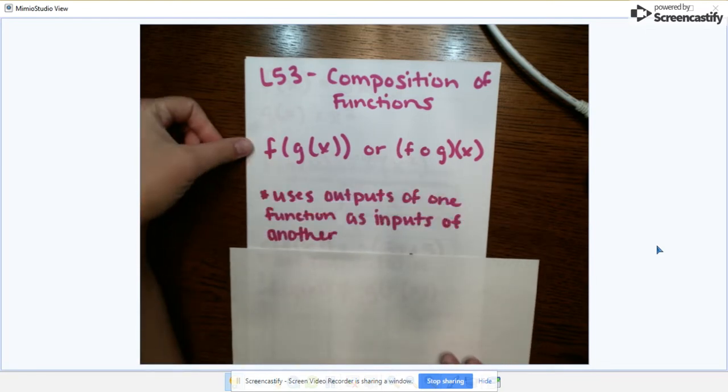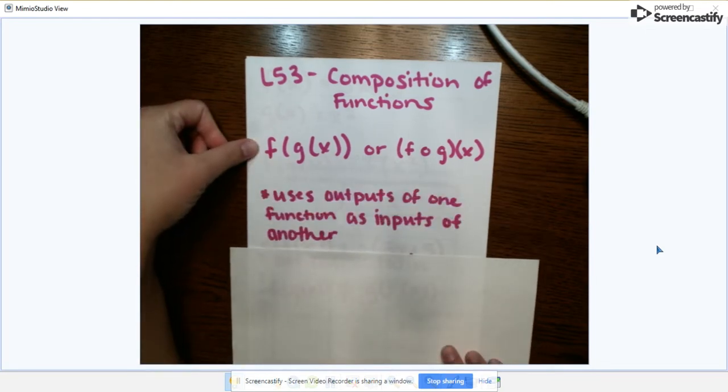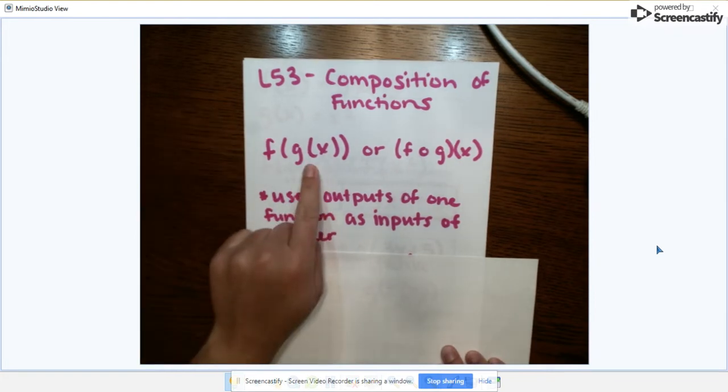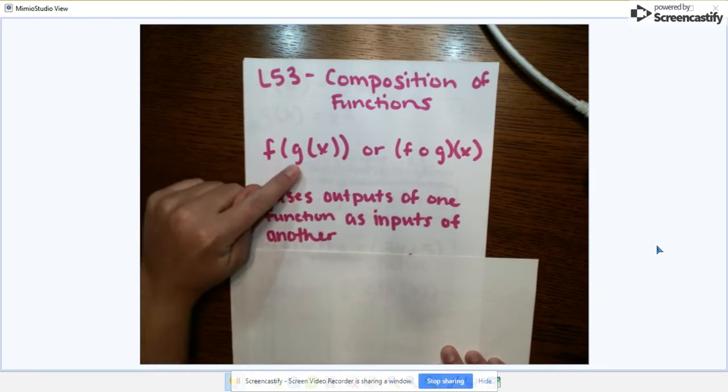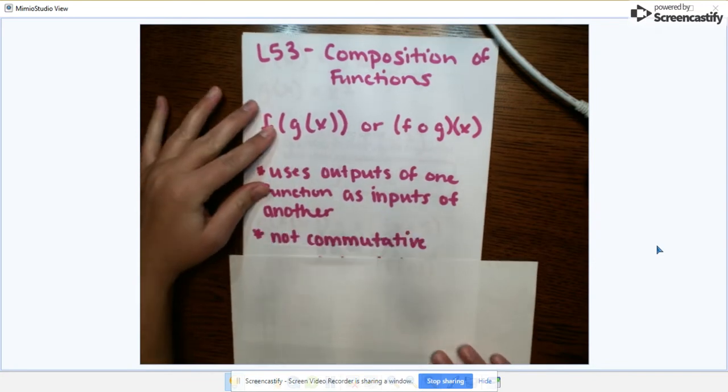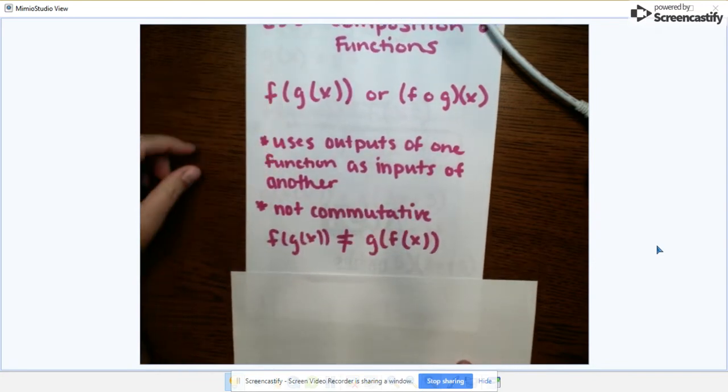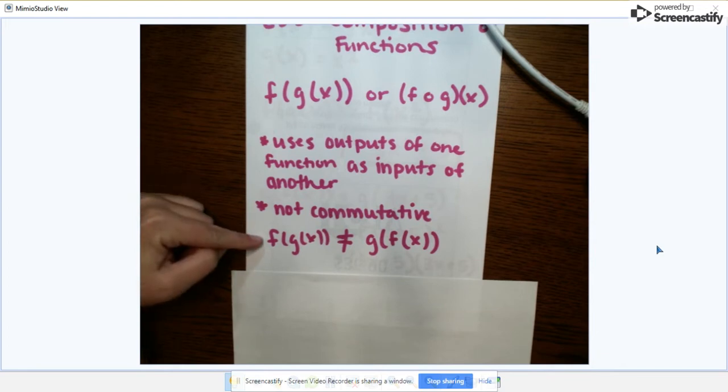So to explain composition of functions, we're going to use the output of one function. So we'll use this as an example. We're going to use outputs of g of x as inputs to our other function. So the outputs of g of x will become inputs into f. And it's really important to note that composition of functions is not commutative. So f of g of x is not the same as g of f of x.